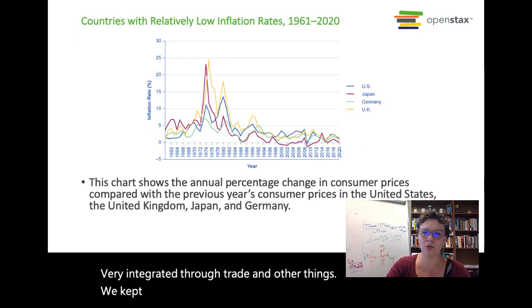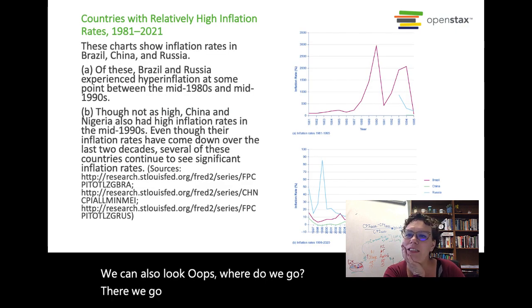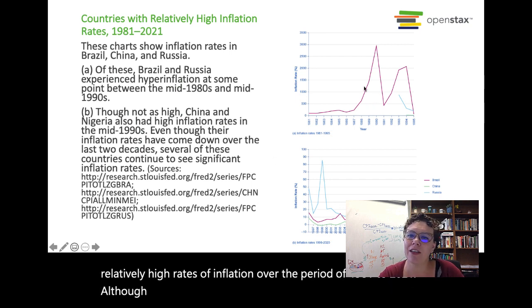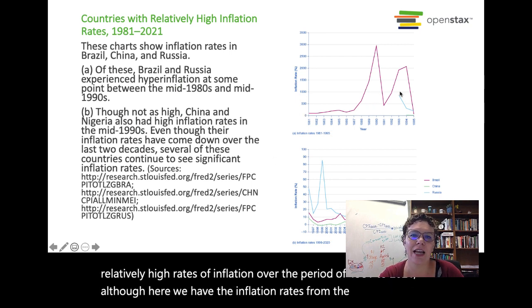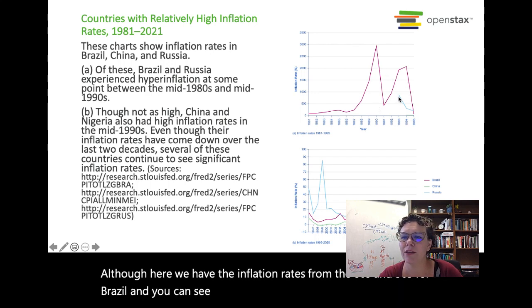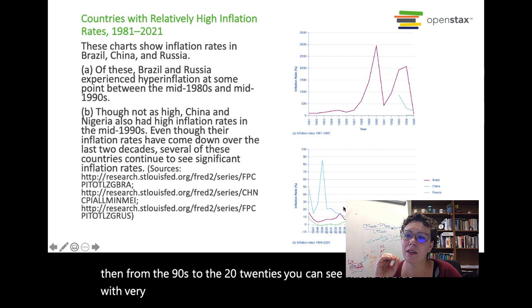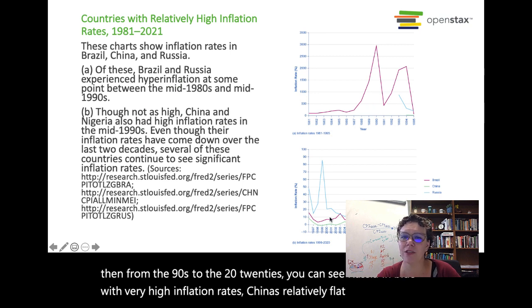We can also look, where did we go? There we go. These two charts look at countries with relatively high rates of inflation over the period of 1981 to 2021. Although here we have the inflation rates from the 80s and 90s for Brazil, and you can see just the little tiniest bit here of Russia. And then from the 90s to the 2020s, you can see Russia in blue with very high inflation rates, China's relatively flat inflation, and Brazil's fluctuation.